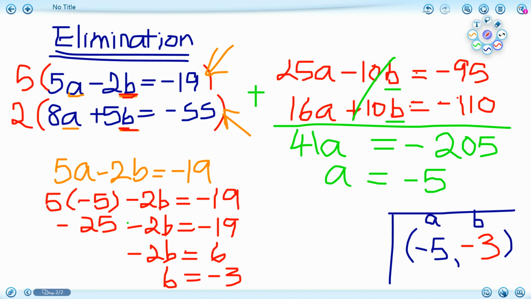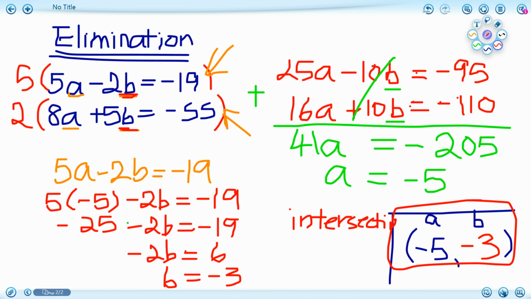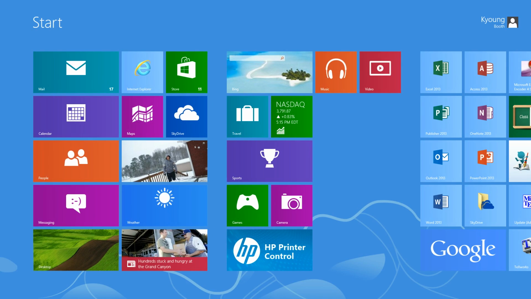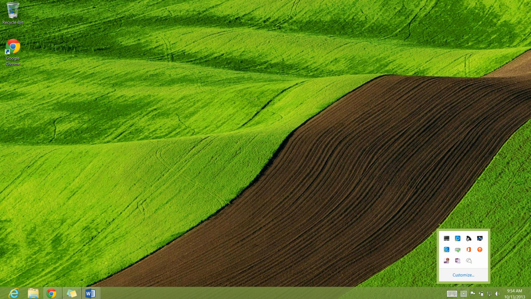Okay, so I found my b, so I put my a and b together, and this would be my answer. And once again, that would be my intersection of two lines. Alright, so I hope this helped. This was more of a review from Algebra 1, and please let me know if you have any other questions.